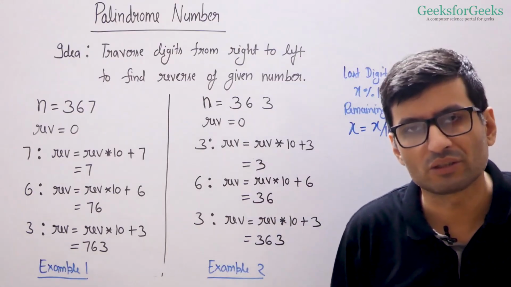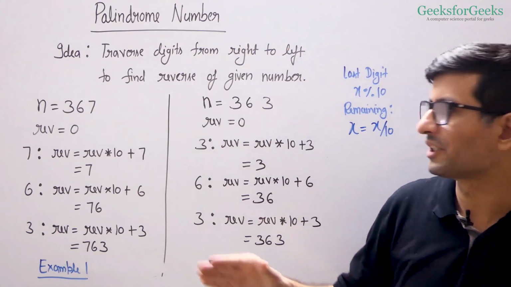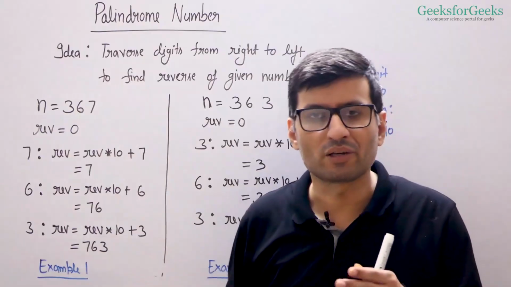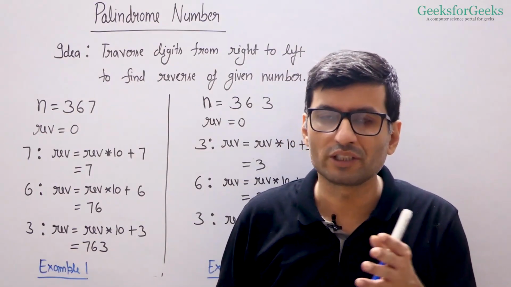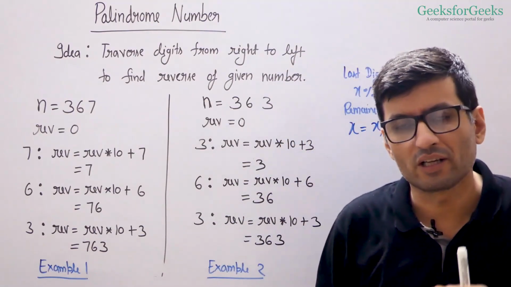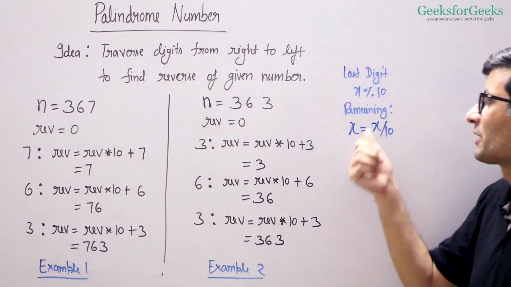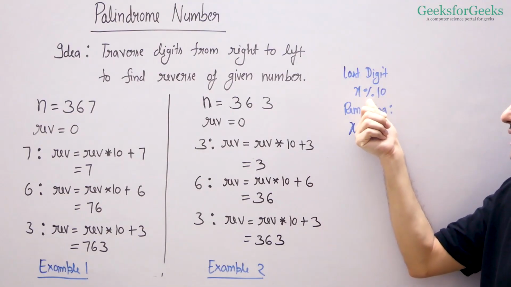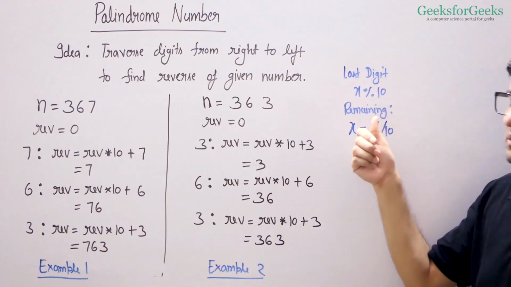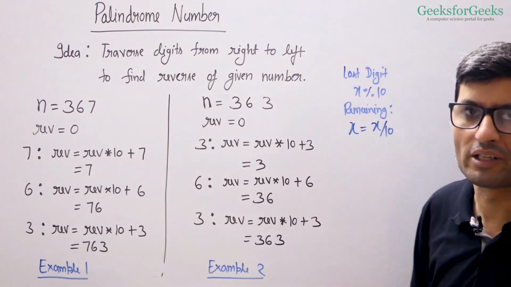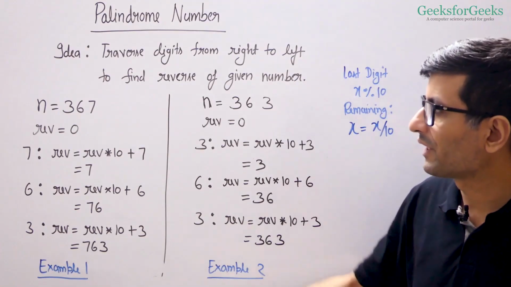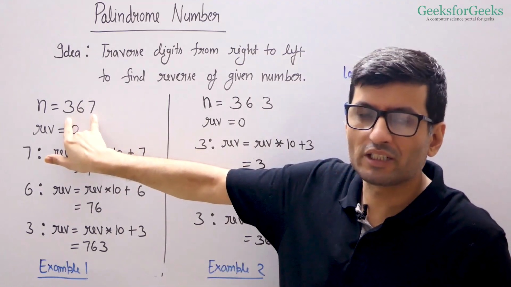To find reverse of a given number, we need to traverse the digits from last to first. And traversal of digits from last to first is really easy. We can find last digit of a number by using this percent operator. If I do x % 10, I'll get the last digit of x, because this percent operator gives you remainder after division with 10. So if I do 367 % 10, I'll get 7.